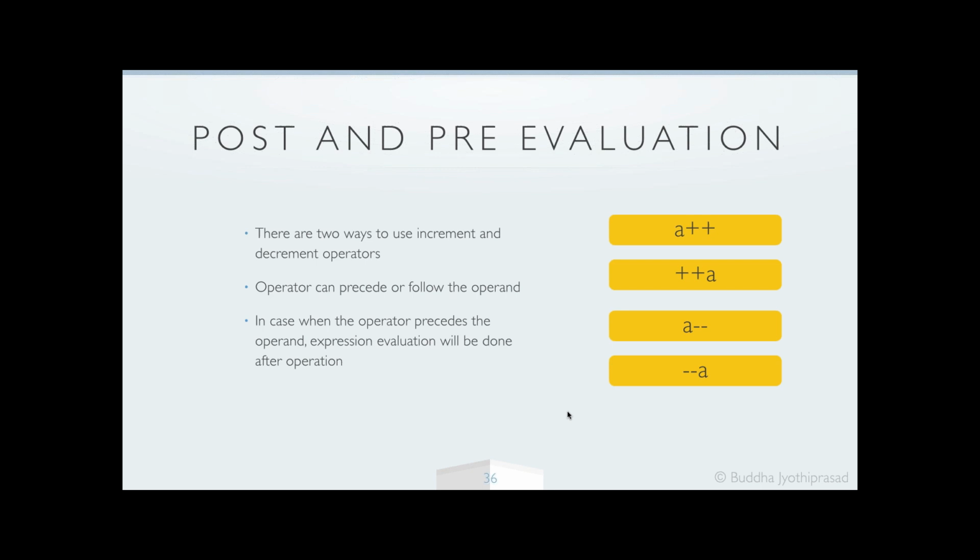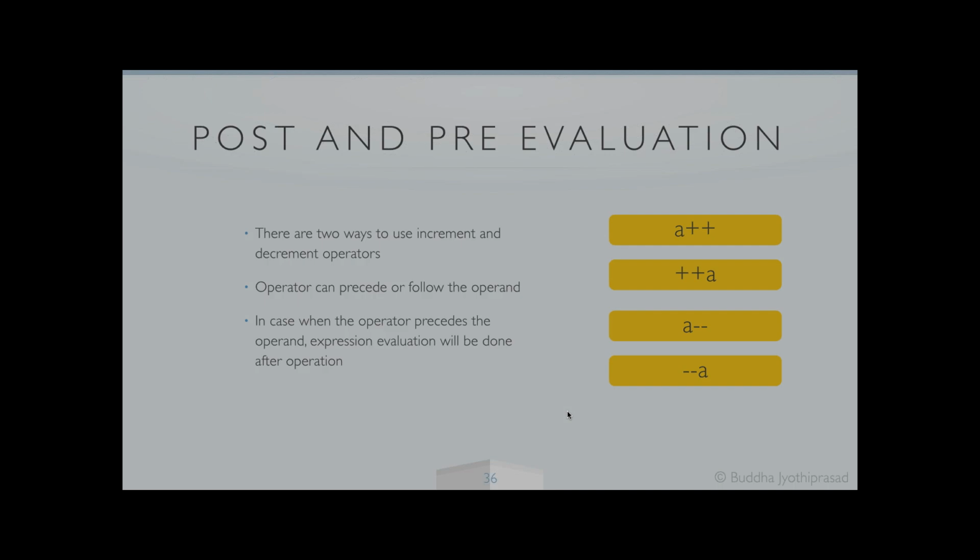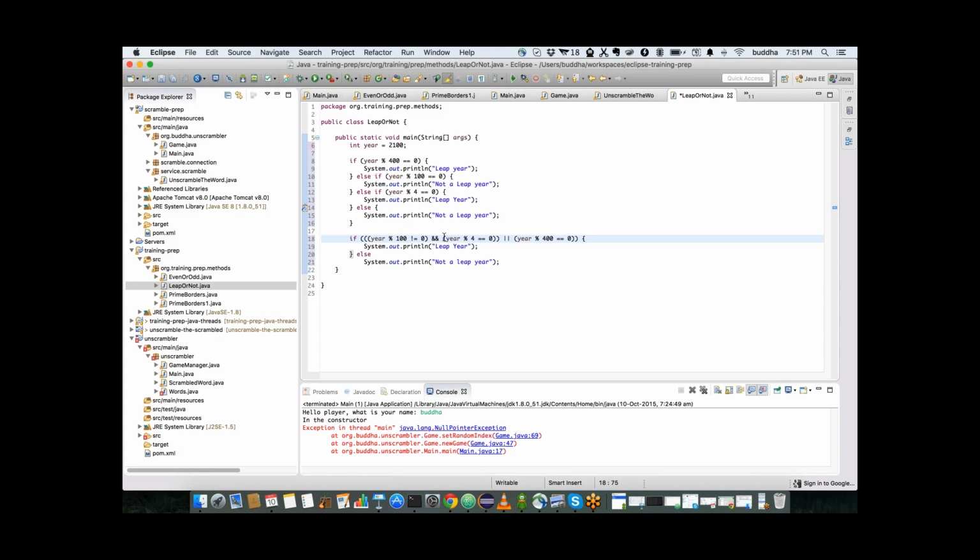Now there is a concept called as post and pre-evaluation. Okay, so what is a post and what is a pre-evaluation? I said the plus plus, that increment operator and decrement operator, has two forms. We can either put that operator before the operand or after the operand. A plus plus and plus plus a, both will result in the same thing. A will be incremented, but they do have a small difference in the way they influence the expression they are written in. Okay, so for example, let me write a program.